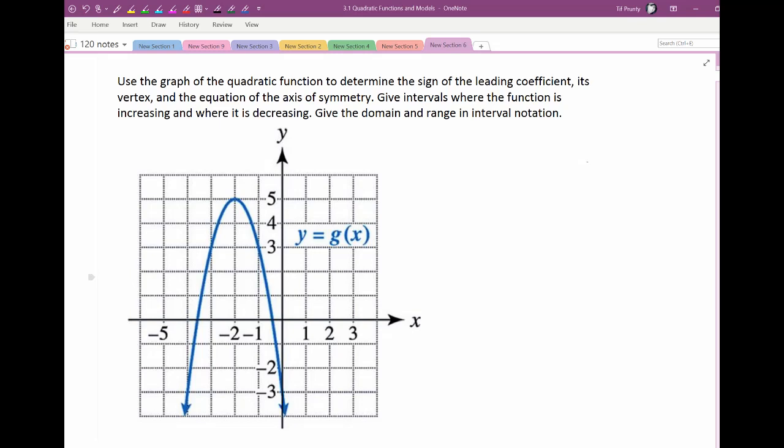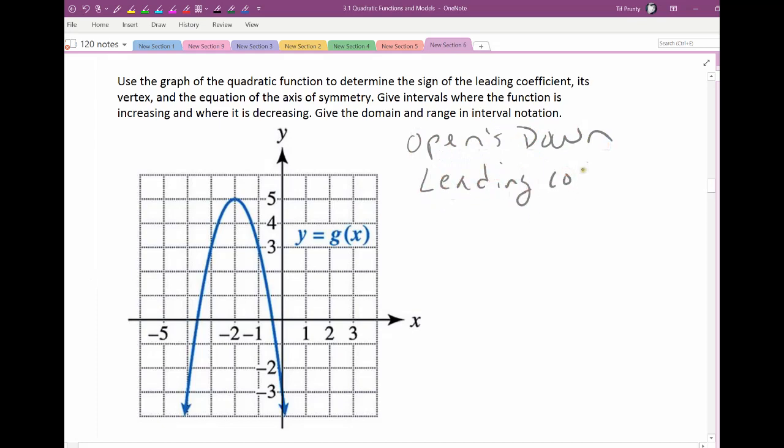All right, so the first thing, it opens down, right? So it's opening down, which means the leading coefficient, which is that a value on the square term, is negative. So that's the first thing. I know it opens down.